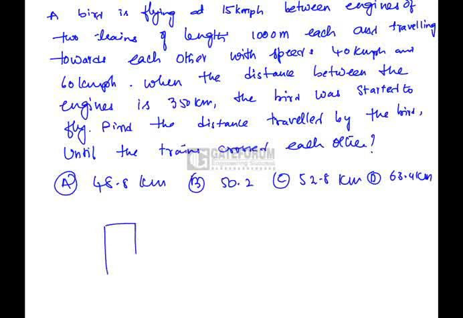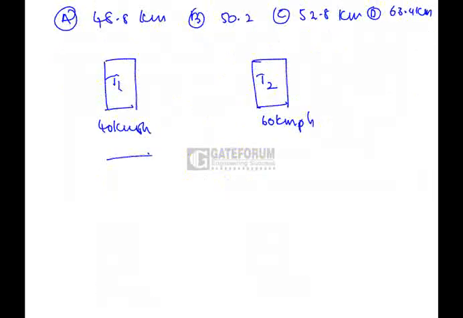So let us assume two trains T1 and T2 whose speeds are 40 kilometers per hour and 60 kilometers per hour, and they are approaching each other. That means they are traveling in opposite directions. The length of each train is given as 1000 meters, that is 1 kilometer.